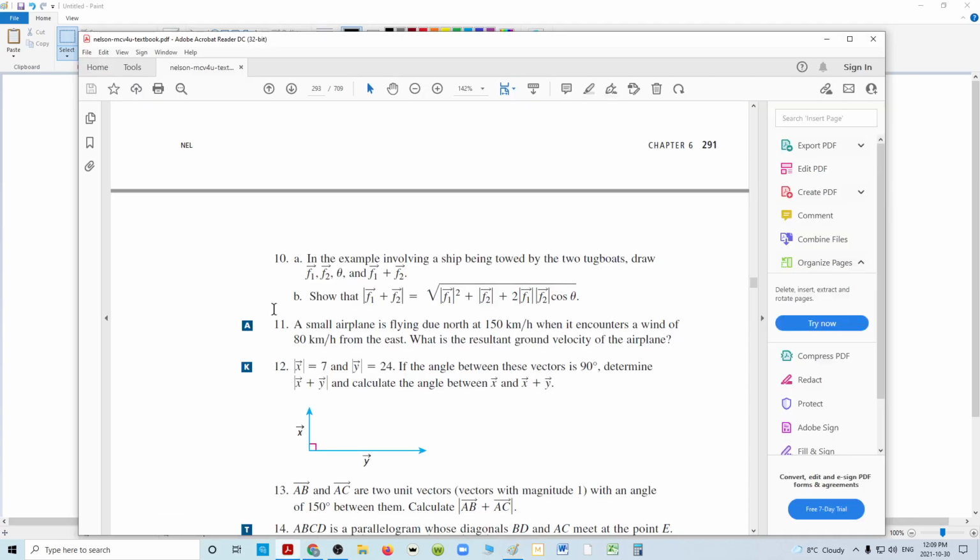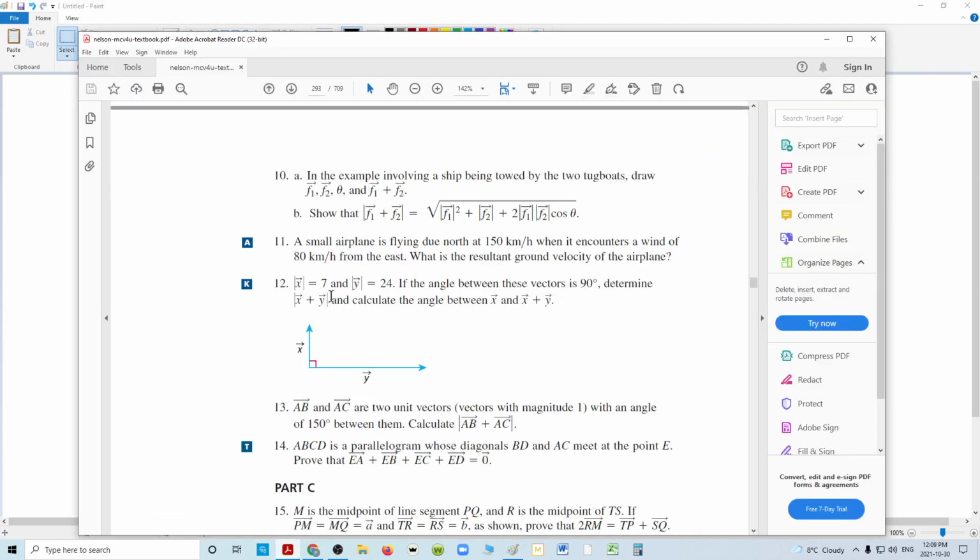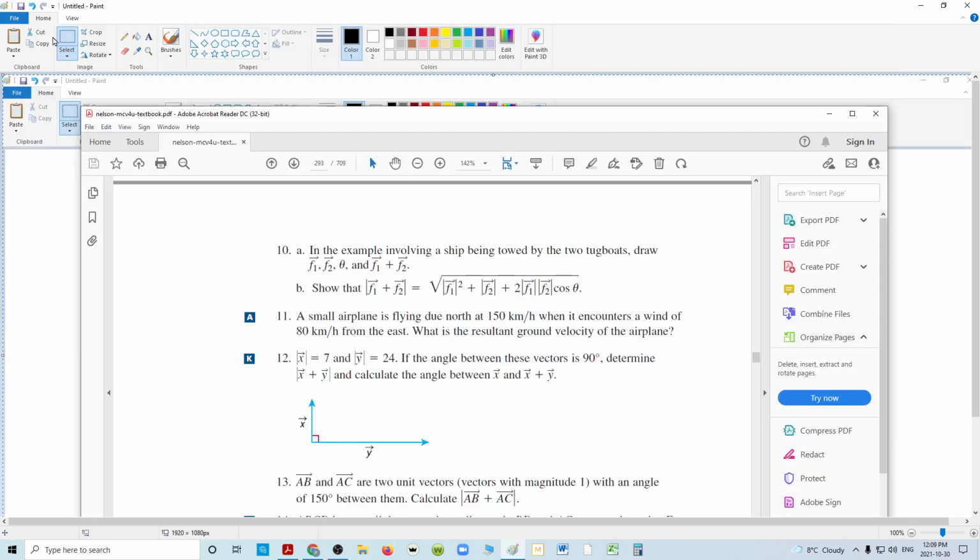All right, moving on. A small airplane is flying due north at 150 kilometers an hour.